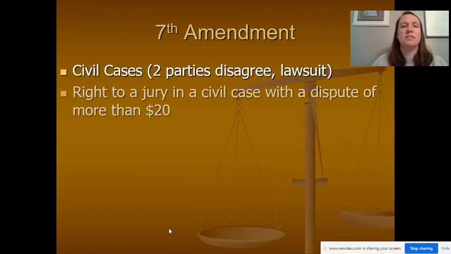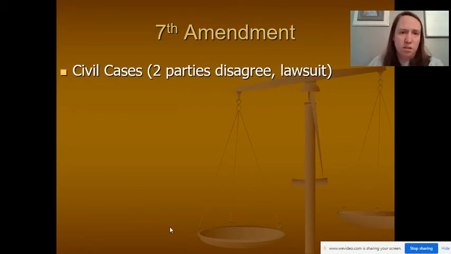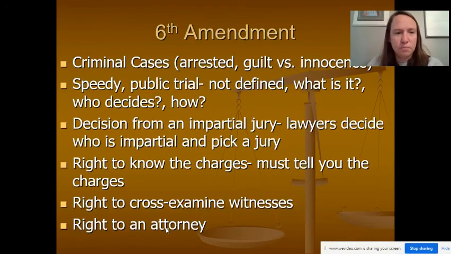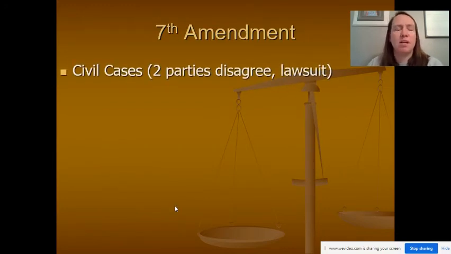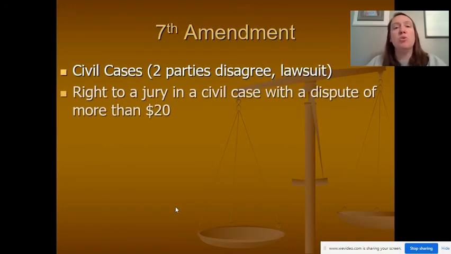So this is when two parties disagree. You have the right to sue someone if it is, for this one, sorry. Make sure you write all those down. I know, it's a lot. Don't hate me. Okay, you're back to not writing that much. If two parties disagree, you can sue someone as long as you're suing them for more than $20.